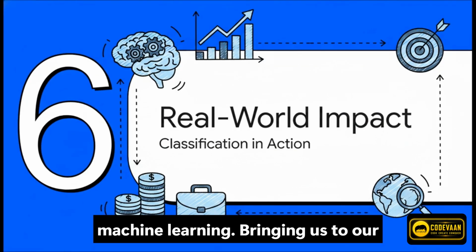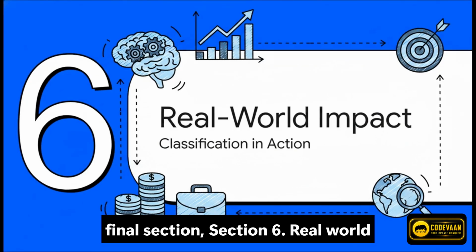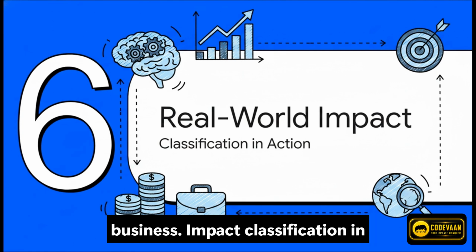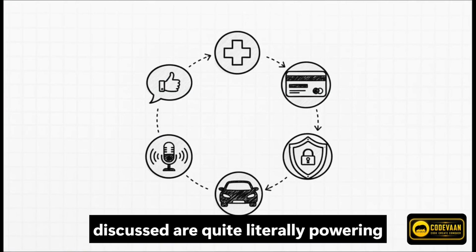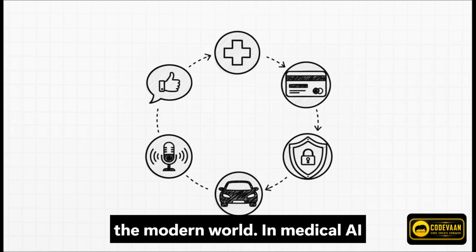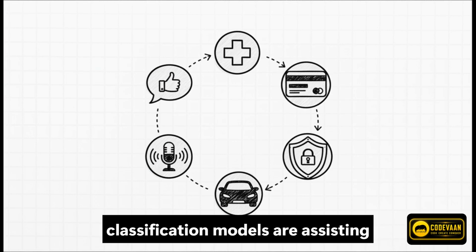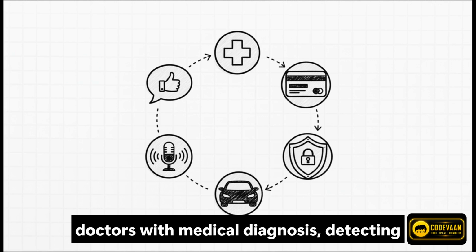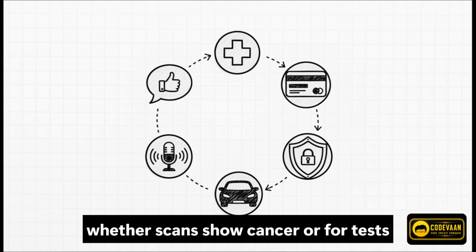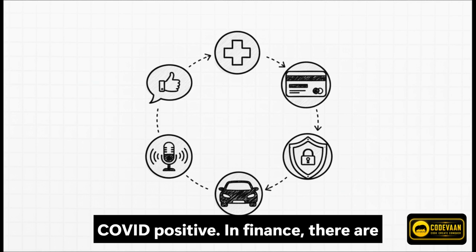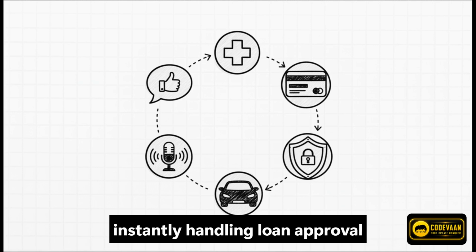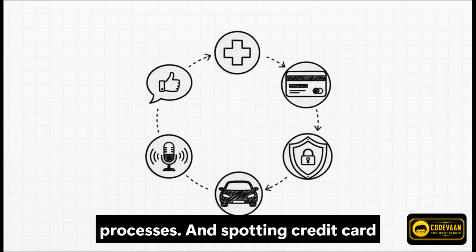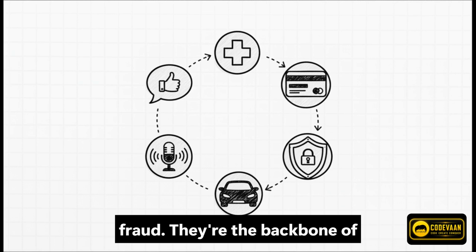Bringing us to our final section, Section 6, Real-World Business Impact, Classification in Action. You guys, the models we just discussed are quite literally powering the modern world. In medical AI, classification models are assisting doctors with medical diagnosis, detecting whether scans show cancer or if a test is COVID positive. In finance, they are vastly improving business decisions by instantly handling loan approval processes and spotting credit card fraud. They're the backbone of cybersecurity.